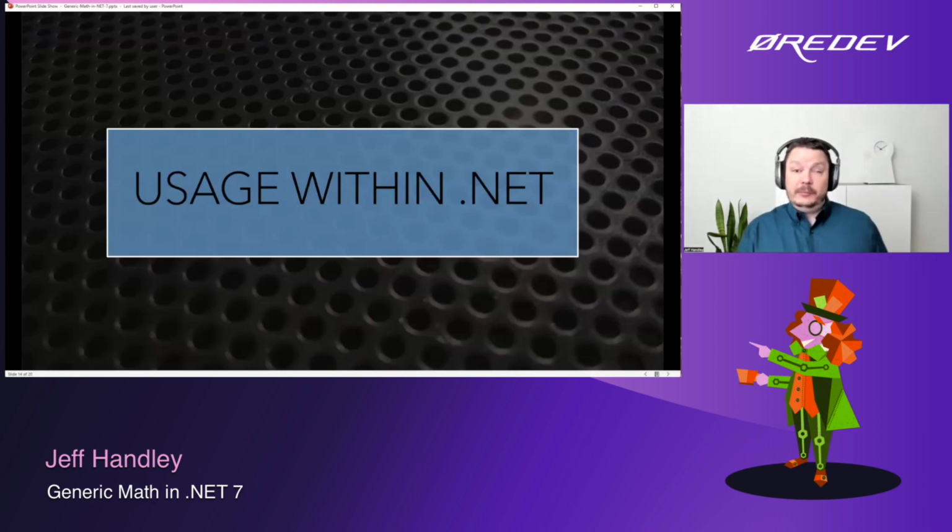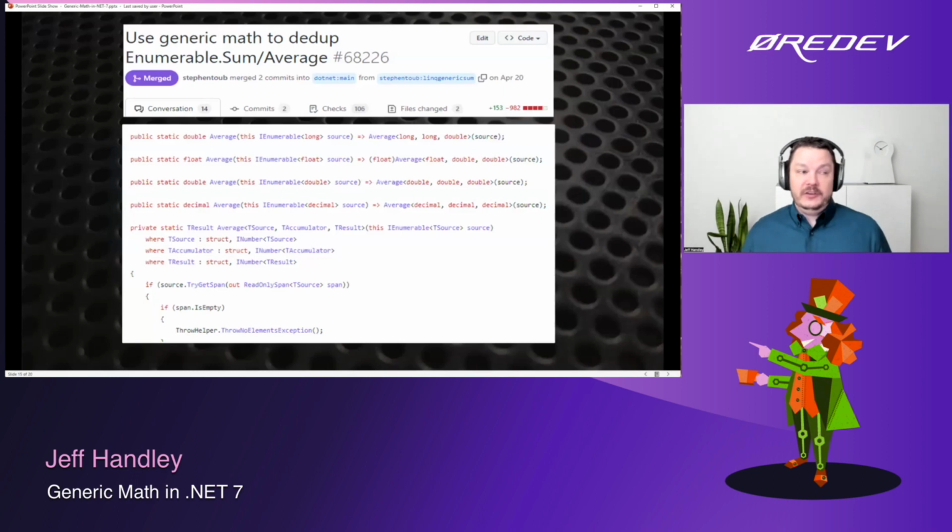So the last couple of slides here, I just want to show you a couple of places within the .NET runtime itself where we've started to use generic math. Again, since this was just stabilized here in .NET 7, we just have a few places where we've started to use it ourselves. The heaviest usage, though, was across all of our existing numeric types. We refactored everything to be based on these interfaces.